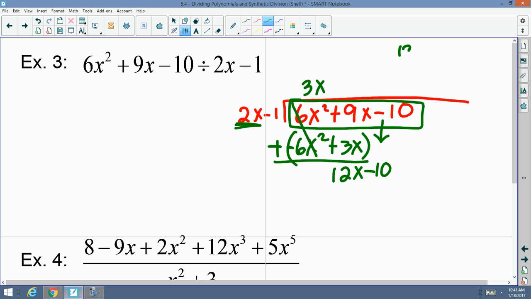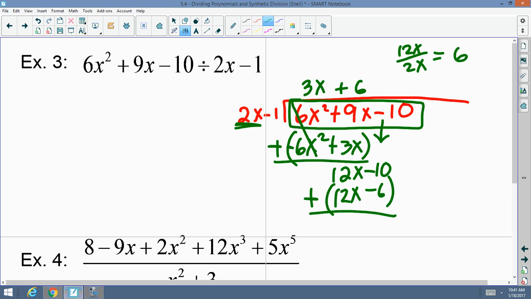Drop the negative 10. How many times does 2x go into 12x? No. 12x divided by 2x is not 6x. It goes in 6 times. So plus 6, subtract the product. 6 times 2x is 12x. 6 times negative 1 is negative 6. Distribute. So I have a negative 4 left over. That's my remainder. So my full answer is 3x plus 6 with a remainder of negative 4 over 2x minus 1.